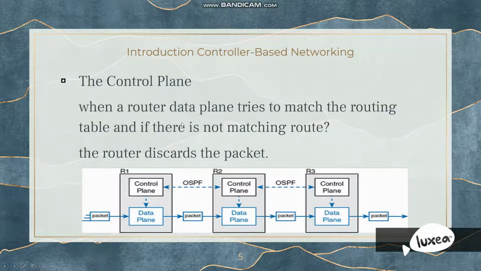The control plane. Before the data plane sends anything, it should have an idea of whether it is going to work properly. When the router data plane tries to match the routing table, and if there's no matching route, the router discards the packet. In this picture, we can see 3 different routers and plane systems. This is a traditional network feature, and each router sends the packet through the data plane. And OSPF, which is Open Shortest Path First, runs on each of them too.